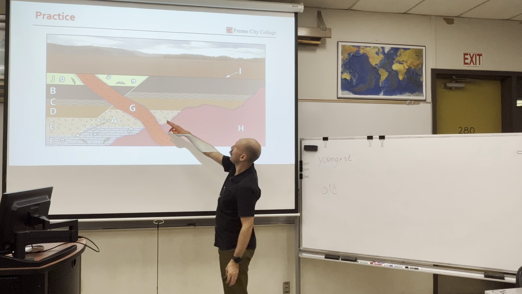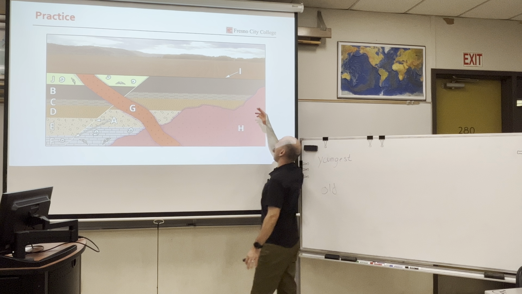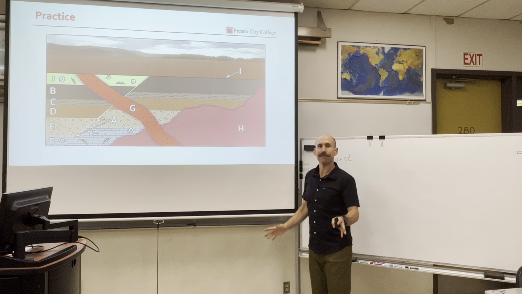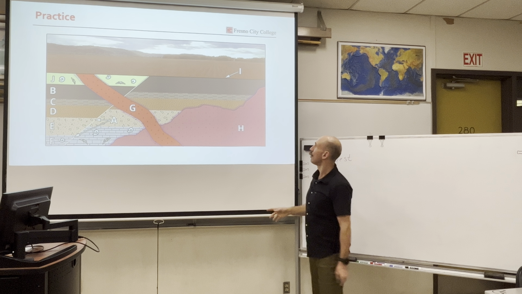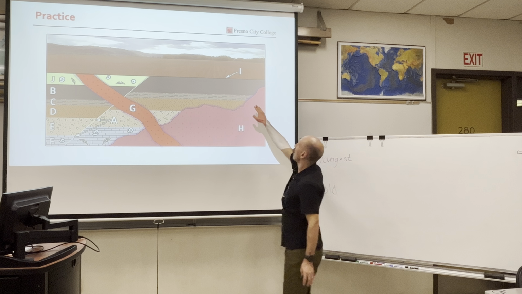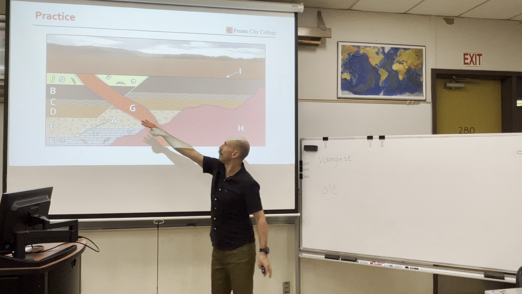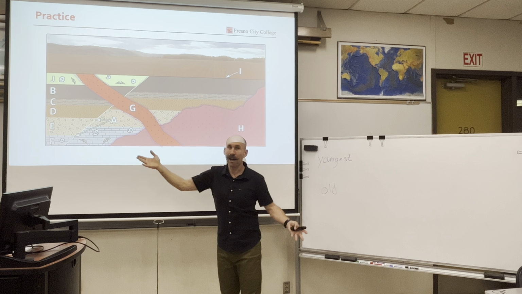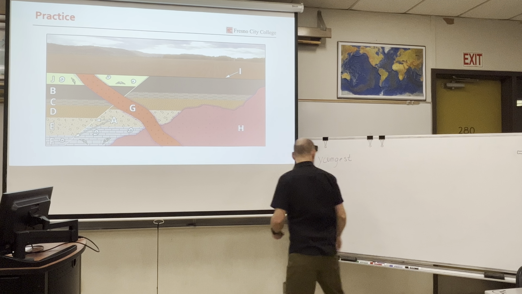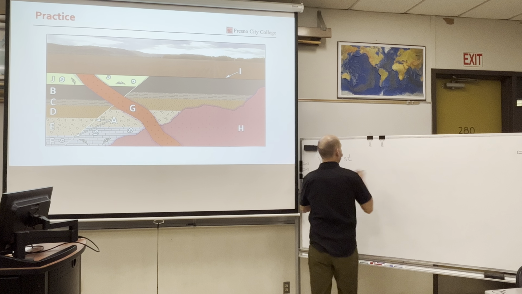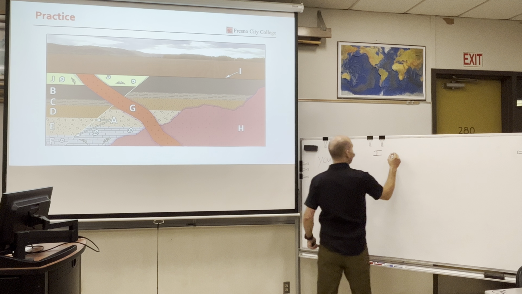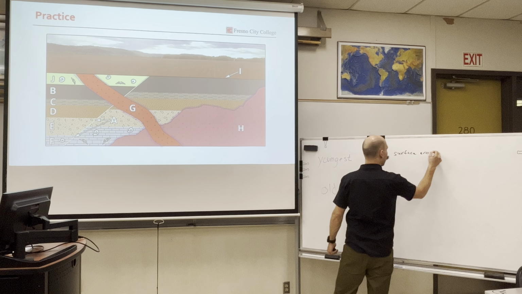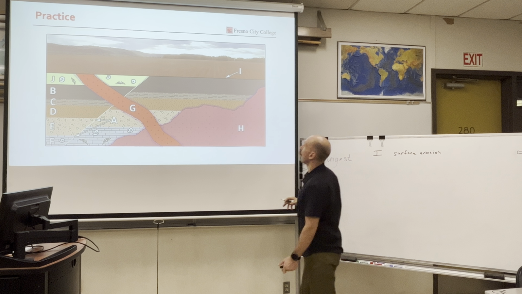Okay, so now we've got what? F, E, D, C, B, J, G, A, I, H. What the heck is going on here? Well, let's use our principles. So I looks like it's surface erosion. It's on top. It cuts everything off. I is the youngest. This is going to be surface erosion. Okay.